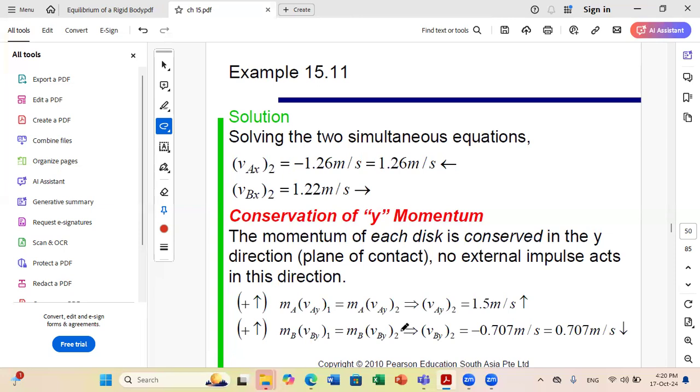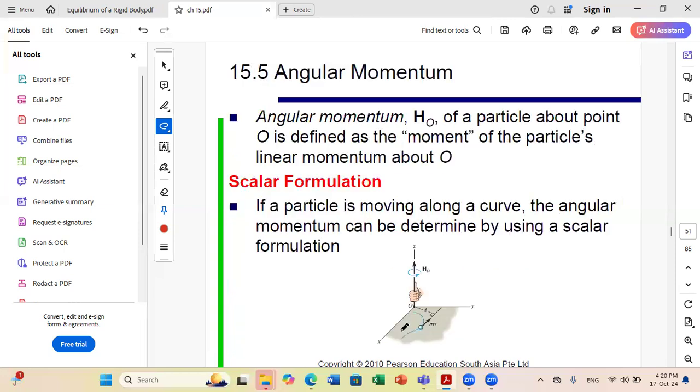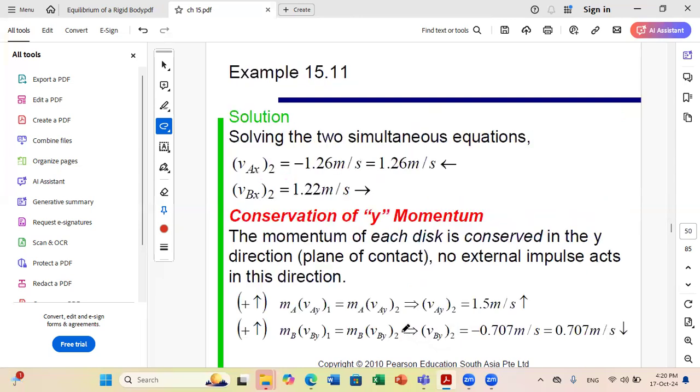The remaining slides on angular momentum are posted just for your own information. You don't have angular momentum in this course. Okay? So this is the end of chapter 15.